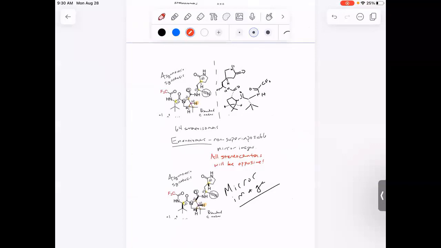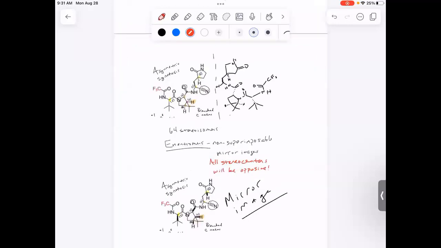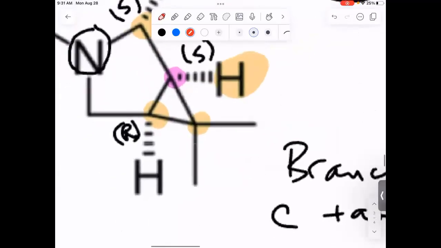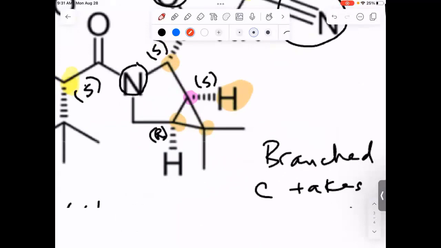Excuse me, Dr. Russell. Go right ahead. I had a question on the branch versus unbranched, and you said the branch takes priority. I was just wondering how to identify the branch. Is that like those are not wedged or dashed? No, so you can see right here, this carbon right here is what you call a geminal carbon, where it's got two of the same groups on it. So that's an example of a branch carbon.